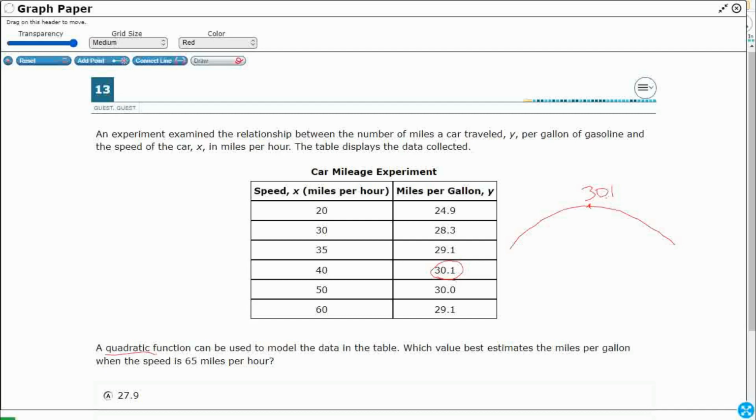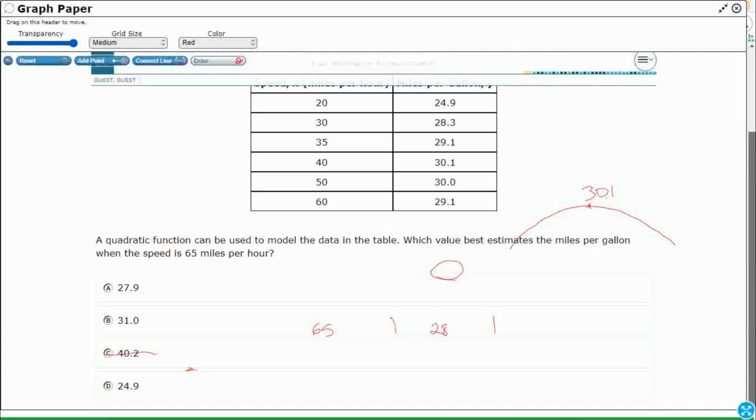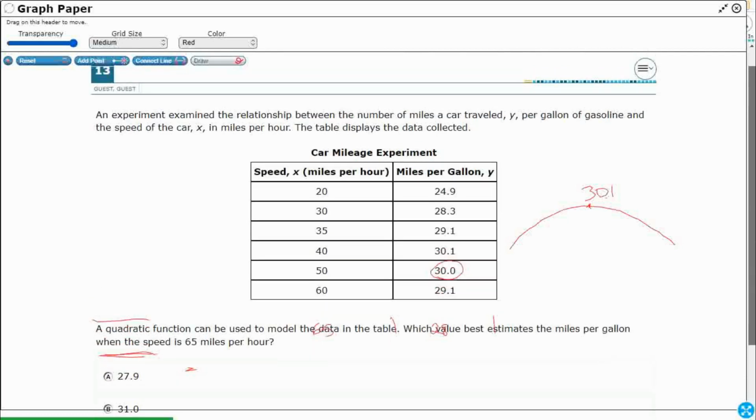So we need to estimate the miles per gallon when the speed is 65 miles per hour. But obviously that's just an estimate, right? So obviously A, just off the eyeball test, looks like it's going to follow that pattern. You notice how it's going up and then back down a little bit, but we need to do a little bit better than that.